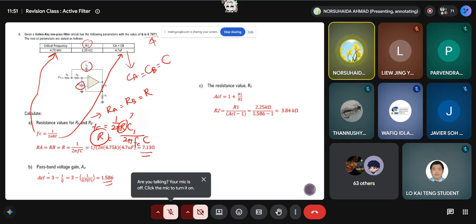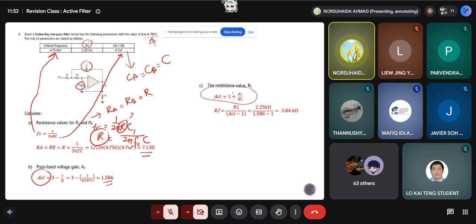This is the first equation for ACL because we use the Q. We know the Q, then we use this to get the ACL. But from this equation also, we can get ACL. So from B, we get the value of ACL. Now we move to the next equation.